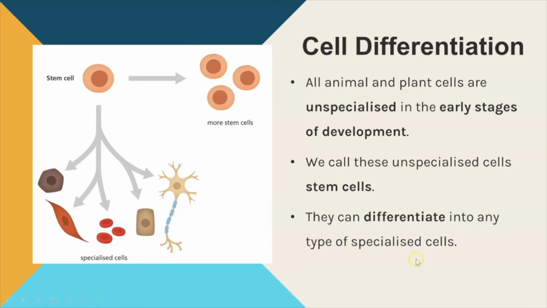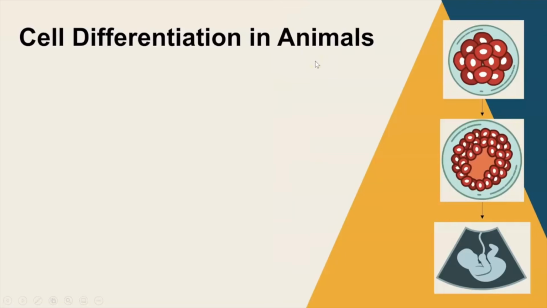Now, when they do become specialized, we call that differentiation. So they've become different. They differentiate into lots of different types of specialised cells. So we can see here we've got a nerve cell, red blood cells, and other cells. So that is what we mean by cell differentiation.